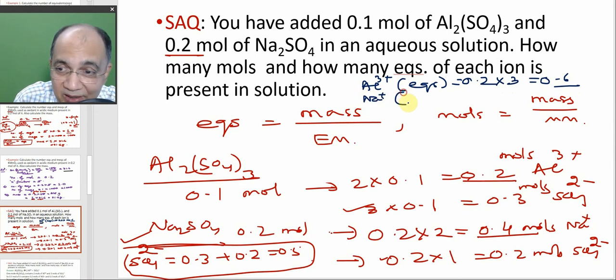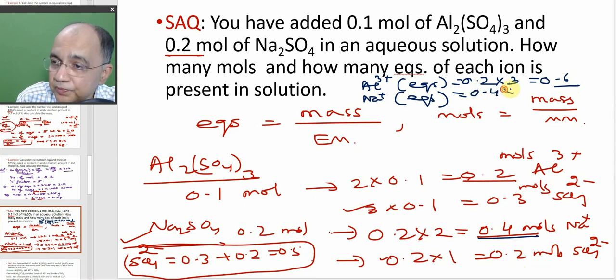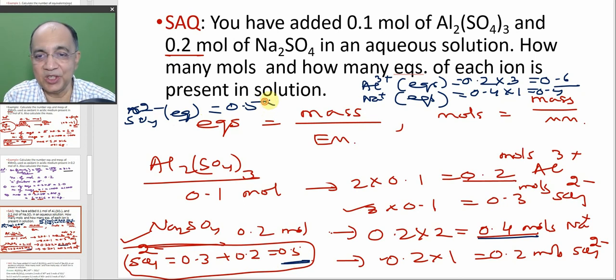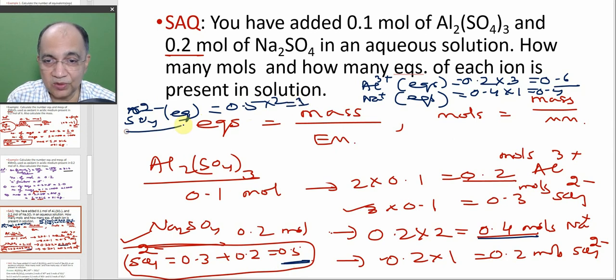Similarly, we look at sodium ion. Since the n factor is 1, the number of equivalents is also equal to the number of moles, that is 0.4 into 1, 0.4. And what about sulfate ion? The number of equivalents of sulfate ion is the number of moles, 0.5, into 2, because the valency factor, the n factor, is 2, so it is 1. So here is the answer: the number of equivalents is 1 for sulfate ion, 0.6 for aluminum ion, and 0.4 for sodium ion.